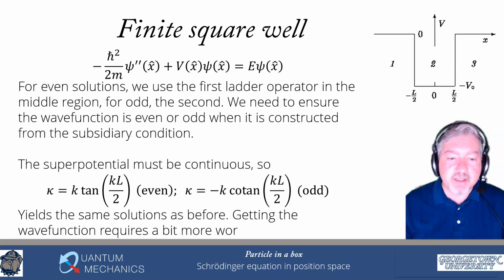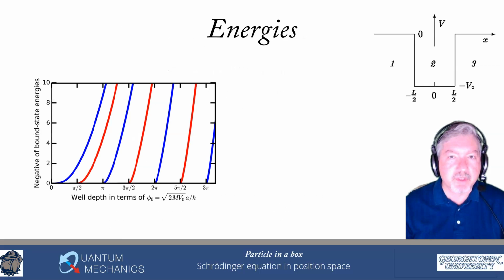Now, the wave function, as I mentioned, does require a bit more work, but you actually know how to do that. I'm going to leave that as an exercise on your own to do if you'd like to. What I'm plotting for you here now are the energies of the system. These are the energies that you would calculate as a function of the depth of the potential V0, but recorded in terms of phi 0, which is 2m V0 A over h bar. A, I believe, is L. And in terms of those units, you can now see what these energies are.